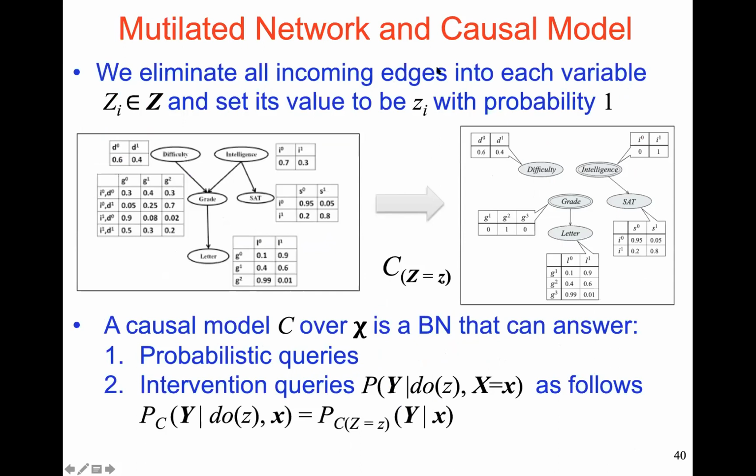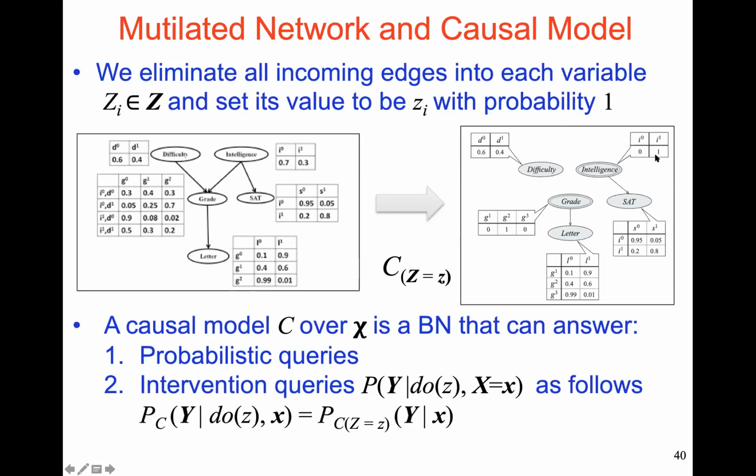Mutilated networks based on a causal model: we eliminate all incoming edges into each variable and set its value with probability 1. We just saw that. For example, we have the original network, which is slightly different without the job here, and we are converting it into a mutilated network, capital Z equal to small z, where grade becomes G1, G2, G3 with probability 0, 1, 0. There are no connections between difficulty and intelligence. So this CPD got changed from that, but the others still remain the same.